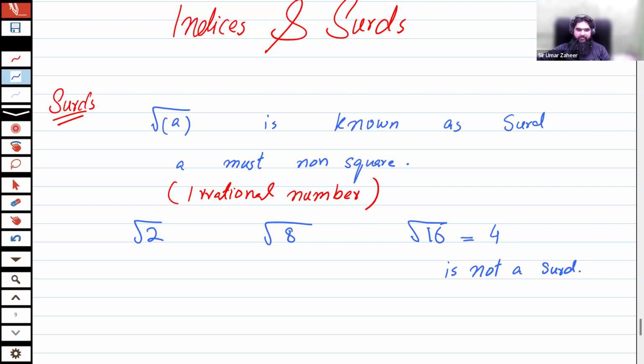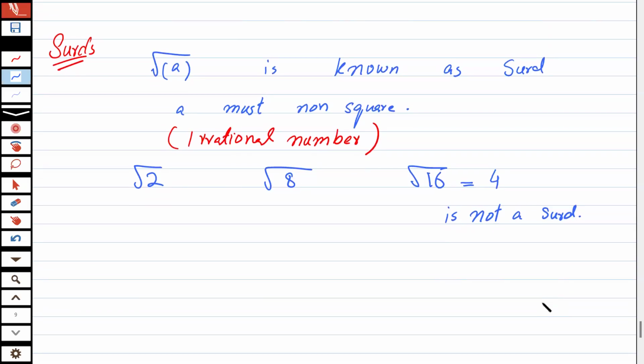Everyone, any question about what it means by surd? No, sir. So if you have any non-square number inside the square root, that's what makes a surd. All right. In the surds, we are going to do two types of questions.